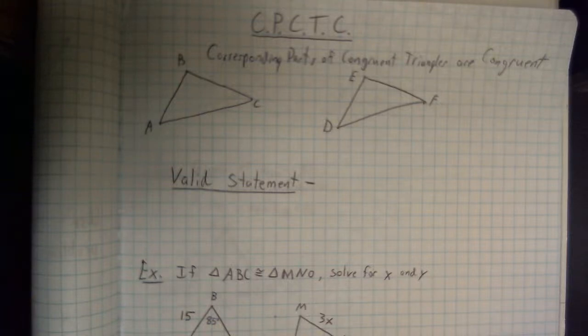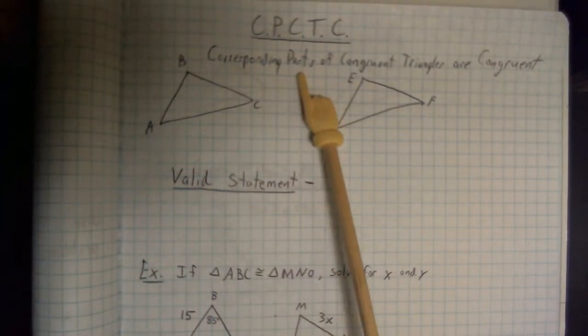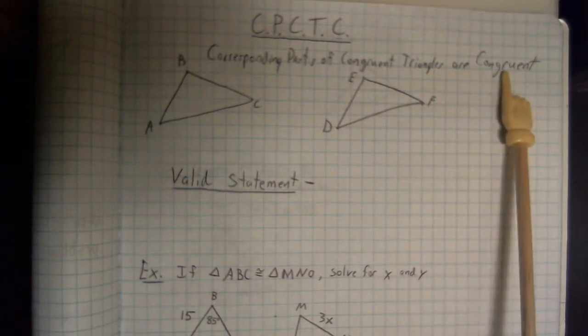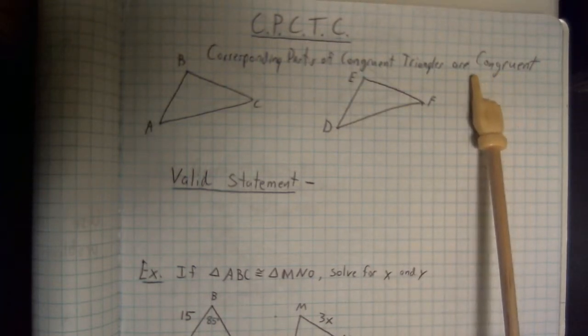Welcome back, everybody. Today we're talking about something called CPCTC. That stands for the corresponding parts of congruent triangles are congruent. Let's break that down a little bit.